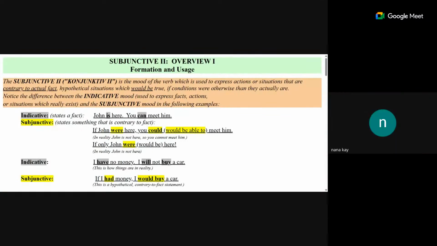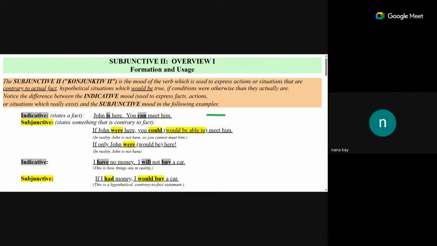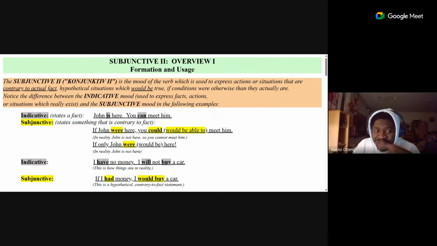Yeah, so okay. So the indicative states a fact. John is here. You can meet him. It means John is actually there, and you have the chance to meet him. The subjunctive of this sentence will be "if John were here". Normally, do you say "I were here"? You say "I was here".